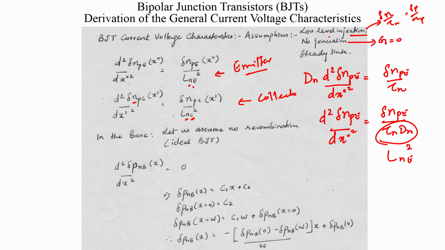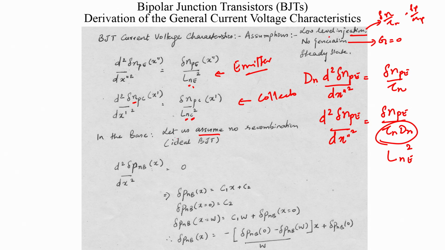The BJT is working in a manner that we dream of, which is the base width is so narrow that there is no recombination. That never really happens. Okay. But it is a big assumption, but nevertheless an assumption that will simplify a lot of things for us and which will give us a very intuitive glance as to the working of the BJT.